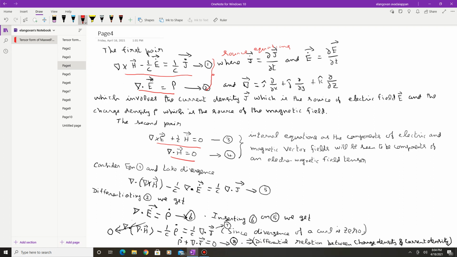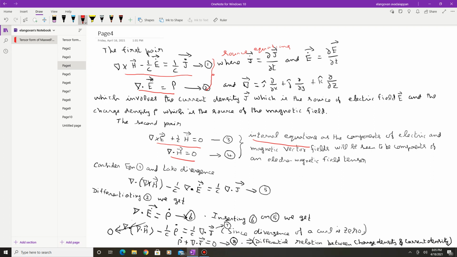And these 3 and 4 are called the internal equations, because the electric field and the magnetic field will be seen to be the components of an electromagnetic field tensor. Here is the electric field and here is the magnetic field. So E and H are the components of the electromagnetic field tensor. So this is an internal equation, because there is a relation connecting E and H.